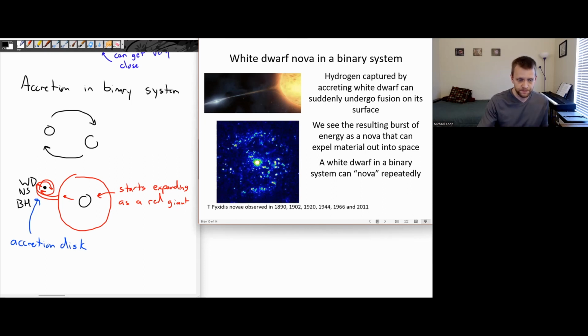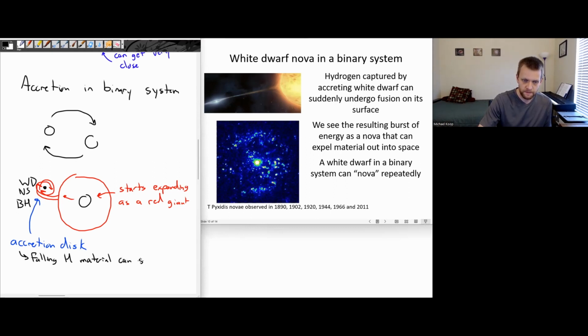That we can actually detect. So the falling hydrogen material can undergo fusion on the surface, and we call this a nova. In fact, we've seen white dwarf binary systems where that white dwarf is accreting material and it flares up repeatedly.